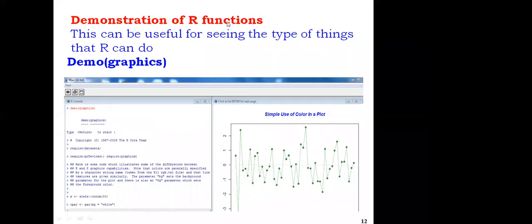Demonstration of R functions, how we can demonstrate it. This can be useful for seeing the type of things which R can do. So you type demo graphics, and then this will come. This is from our R window, our console window. If we write this in the command line, in red color, then it will come like this, and then on the right hand side these types of diagrams will come.